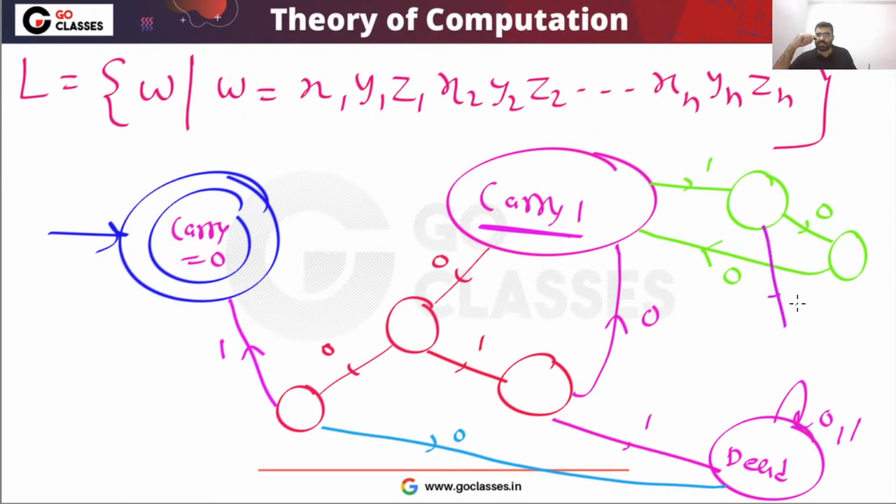After 1, if 1 comes, then the next symbol must be 1, and I will go to carry 1 state. You can notice in this state if 0 comes, I will go to dead state. In this state if 1 comes, I will go to dead state. This is your carry 1 state. Everything is done. So that's it.